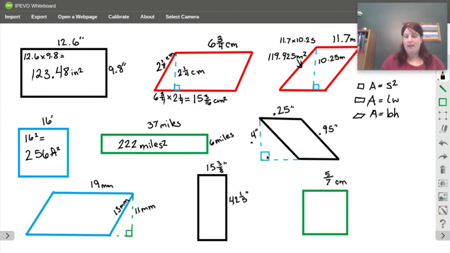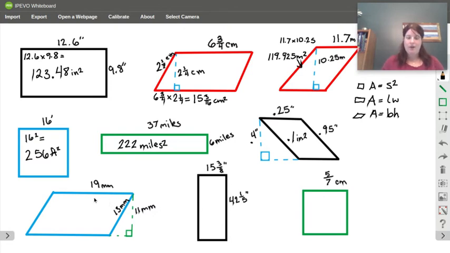Okay. Here we have another parallelogram. So we're going to use this area equals base times height. So we do our base, which is 0.25, our height, which is 0.4 inches. So 0.25 times 0.4, and we get 0.1 inches squared. Just itty bitty.